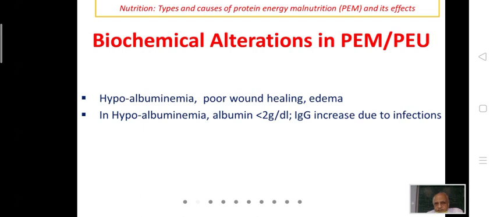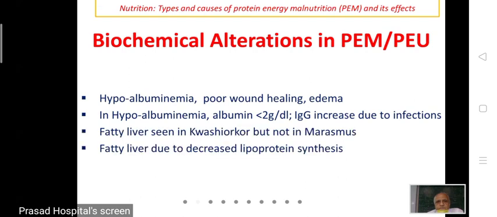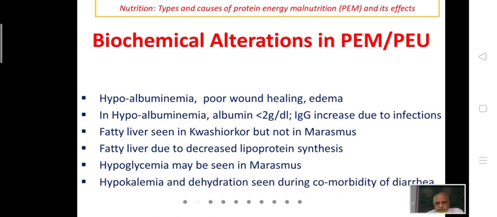Then immunoglobulin G increases due to infections, because you will fall prey to infections and you will get more infections. Seen in this PEM disorder, fatty liver due to decreased lipoprotein synthesis. Hypoglycemia may be seen in marasmus. You see, glucose will also be seen in low amount because in marasmus you take low calorie food. Hypokalemia and dehydration are seen during comorbidity of diarrhea.